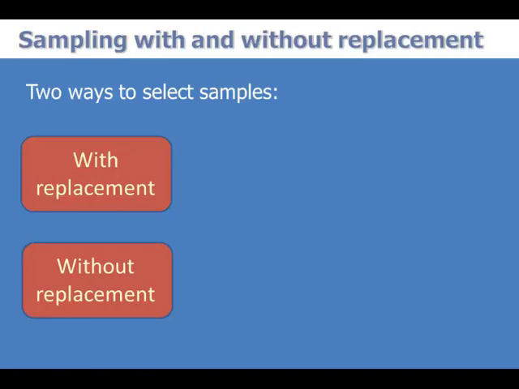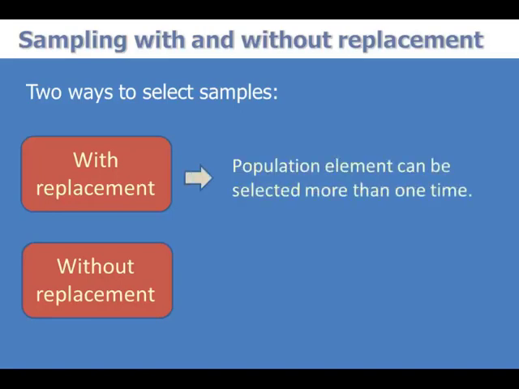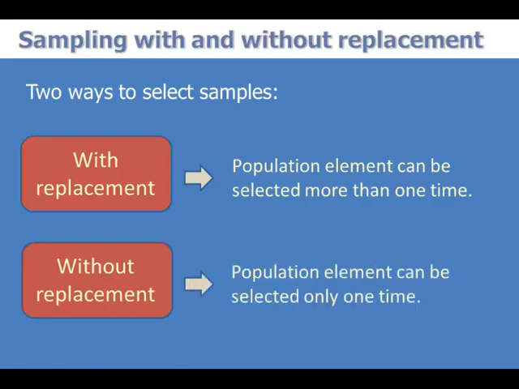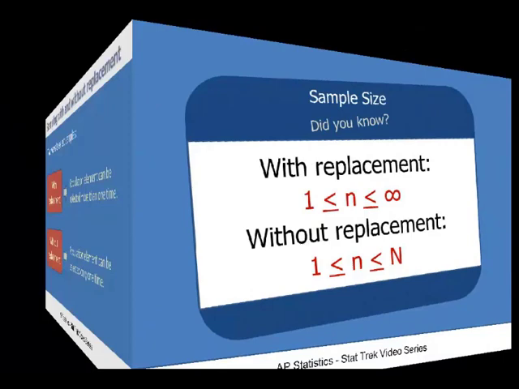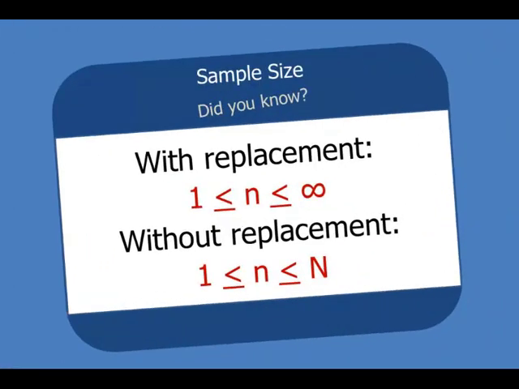We are sampling with replacement when the population element can be selected more than one time. We are sampling without replacement when the population element can be selected only one time. Notice the effect on sample size. When you sample with replacement, sample size can take on any value from 1 to plus infinity. But when you sample without replacement, sample size can be no bigger than population size.